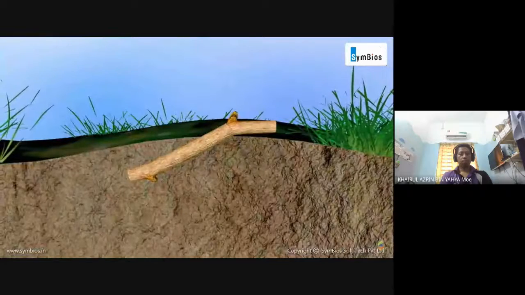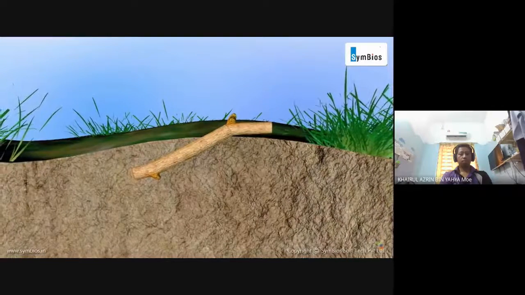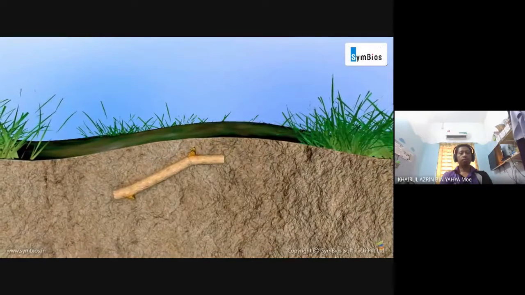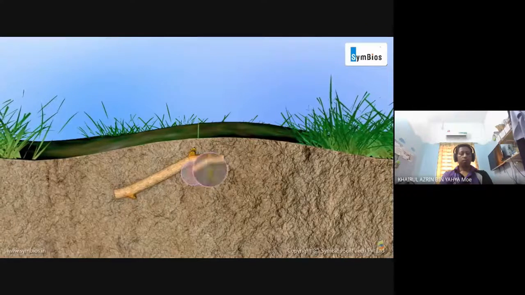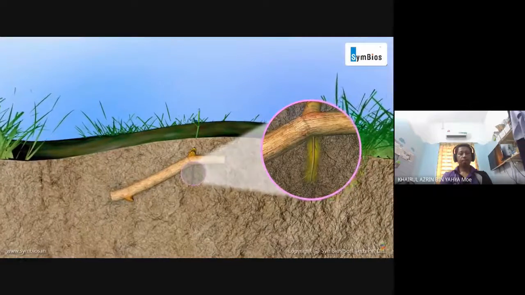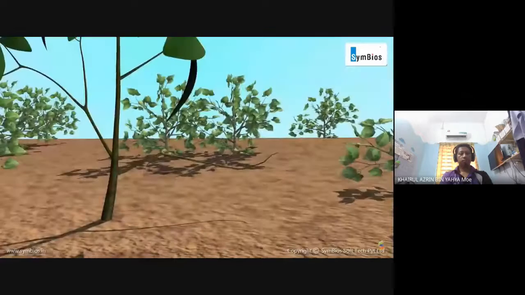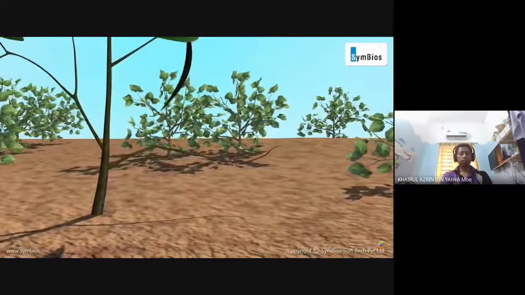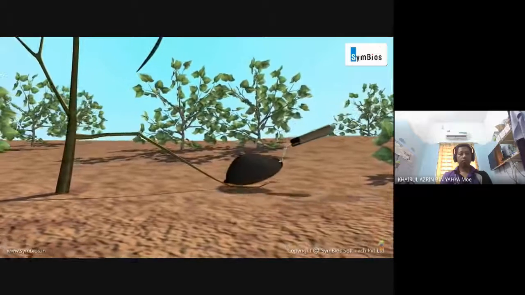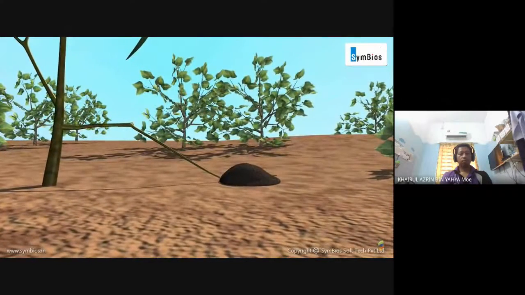In cutting, a healthy young branch or stem of the plant having buds is cut off and planted in moist soil. The cutting develops roots and grows into a new plant. In layering, a young healthy branch is bent down towards the ground and covered with moist soil. After some time, roots develop from the covered part. This is called a layer. This branch can now be cut to form a new plant.